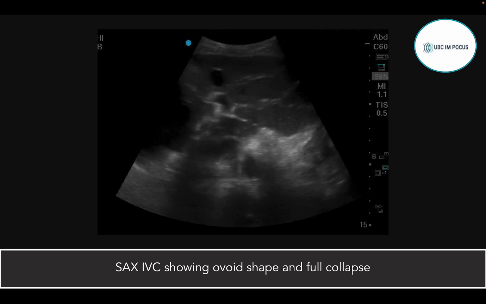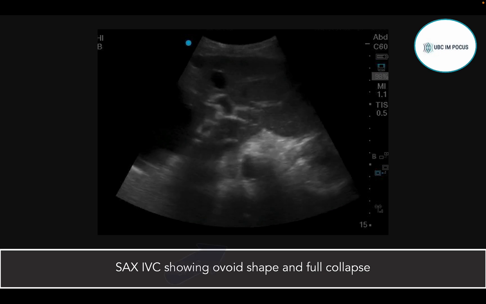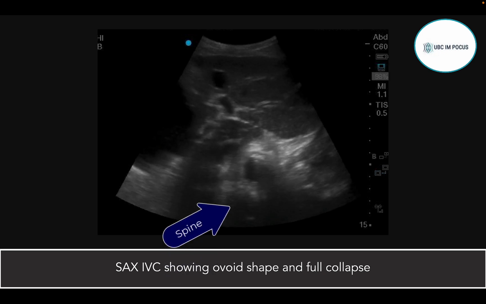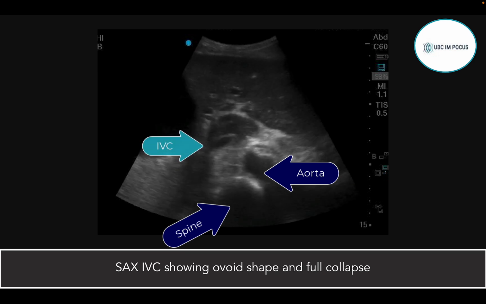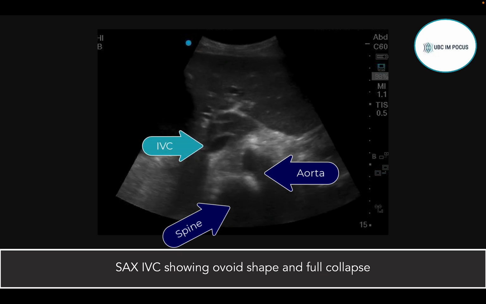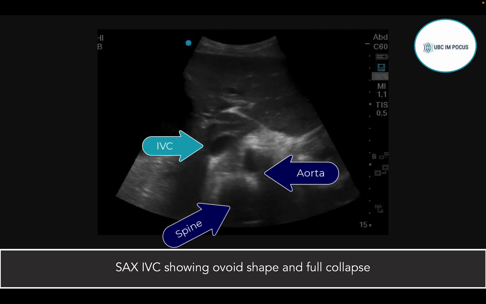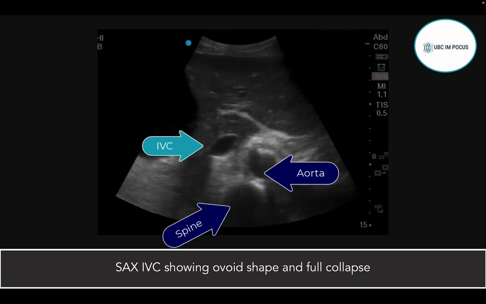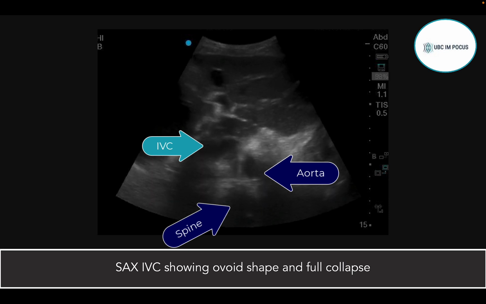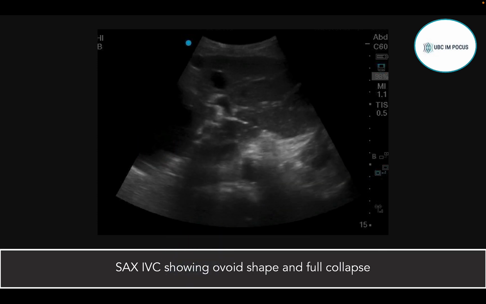Okay, we're moving on to some IVCs now. So this first one is a short axis IVC. You've got spine deep there. You've got aorta, and then this is our intrahepatic portion of the IVC, looking very elliptoid. So as a reminder, in the short axis, one of the most important things we're looking for is IVC shape, and whether it's rounded and spherical, which correlates to a high CVP, or kind of elliptoid and collapsing, as is in this case, that would support a non-elevated normal CVP.